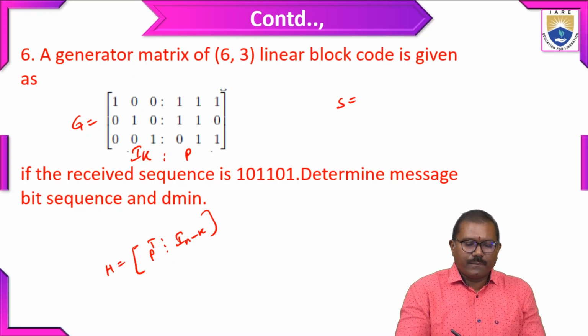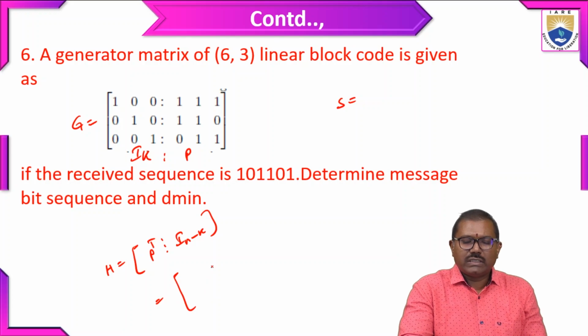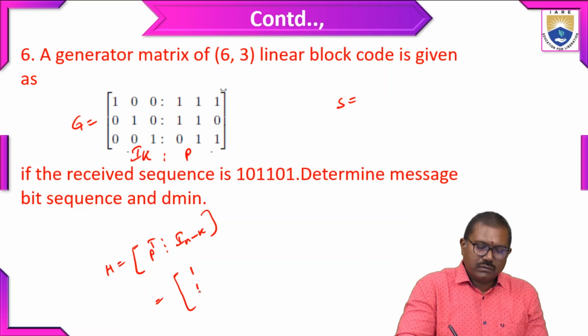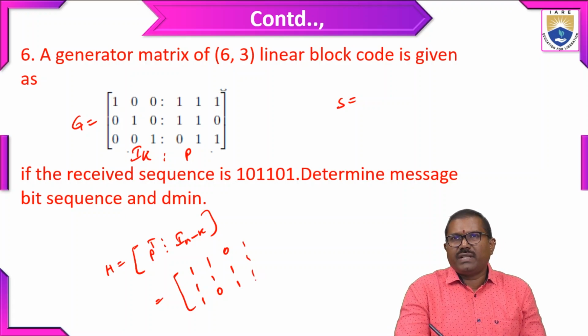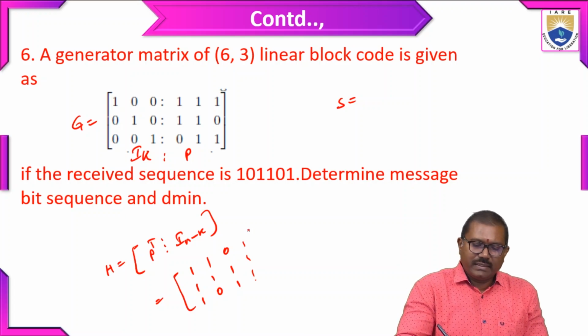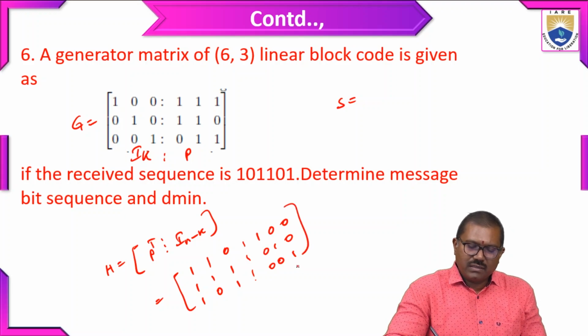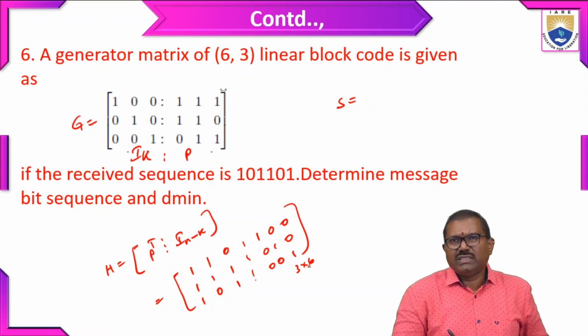So this is my P. For P transpose, first the rows are converted into columns, so the 3 rows come to 3 columns: 1 1 0, 0 1 1. And augmented with I n minus k. I n minus k means 6 minus 3, again 3 by 3, so 1 0 0, 0 1 0, 0 0 1. So here it is a 3 by 6 size.